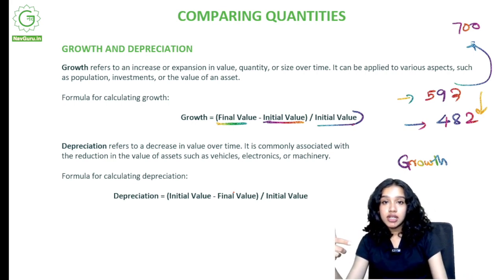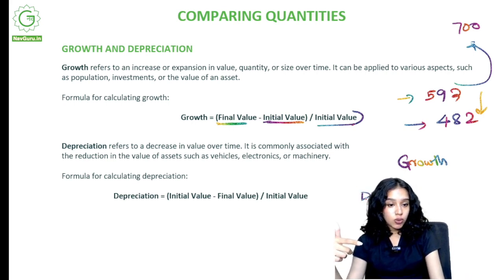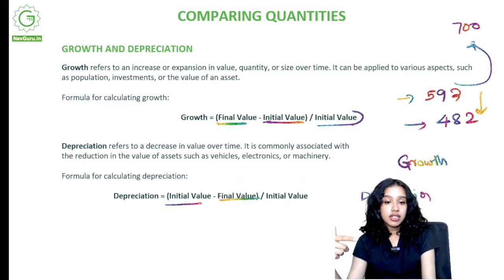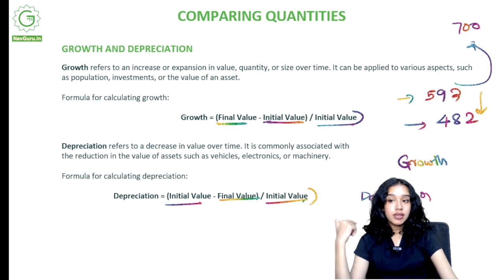How do we calculate depreciation? We calculate depreciation by subtracting the final value from the initial value, and to compare, we divide it by the initial value. So this is about growth and depreciation.